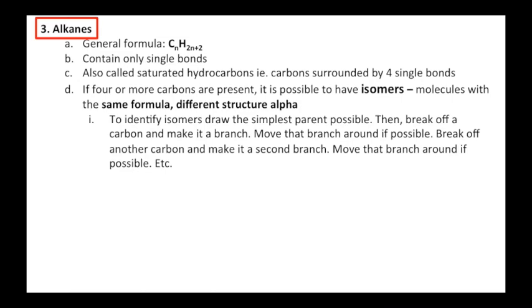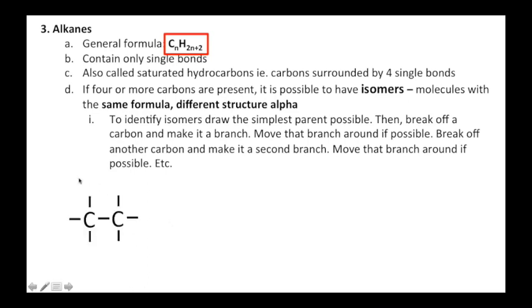Now, let's talk about these things called alkanes. This is the first family of compounds we're going to talk about. Alkanes. So today's lesson is all about alkanes. Alkanes have the formula CnH2n+2. Now, what does that mean? Well, it's really actually very simple.